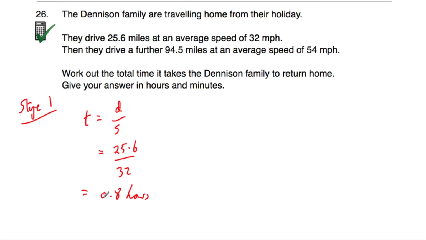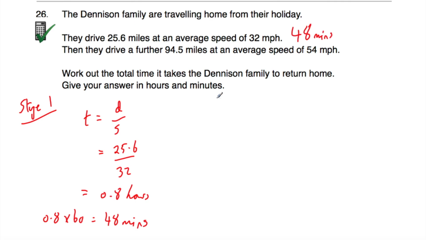Now I'm going to times that by 60 to get it in minutes, just so I can interpret it a bit more easily. So if I do 0.8 multiplied by 60, that's equal to 48 minutes. So the first stage of the journey took them 48 minutes.